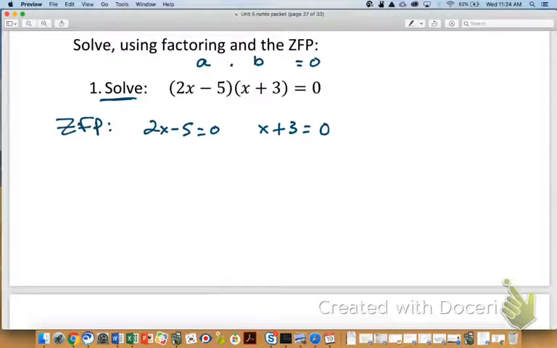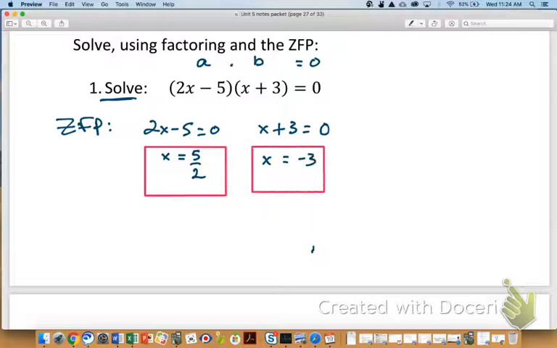Once I've gotten to this point, I simply solve. So I would add 5 and then divide by 2, and then I would subtract 3, and I would get 2 solutions to this equation. What do you think? Any questions?